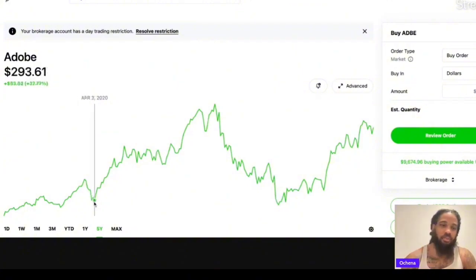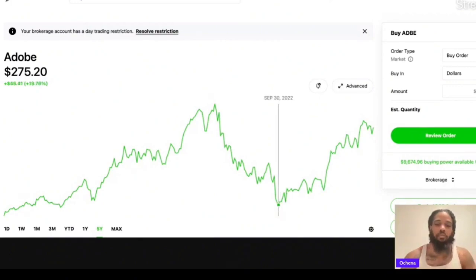So Adobe hit 293.61, and again it hit about 270, it hit about 275.20. So I basically decided that even if it gets lower, it's still worth it because it's not that much that it went down. So I decided that I'll take that risk. Obviously, I was hoping that it could come down so I could buy more contracts, but it didn't really come down, as you can see during this time.